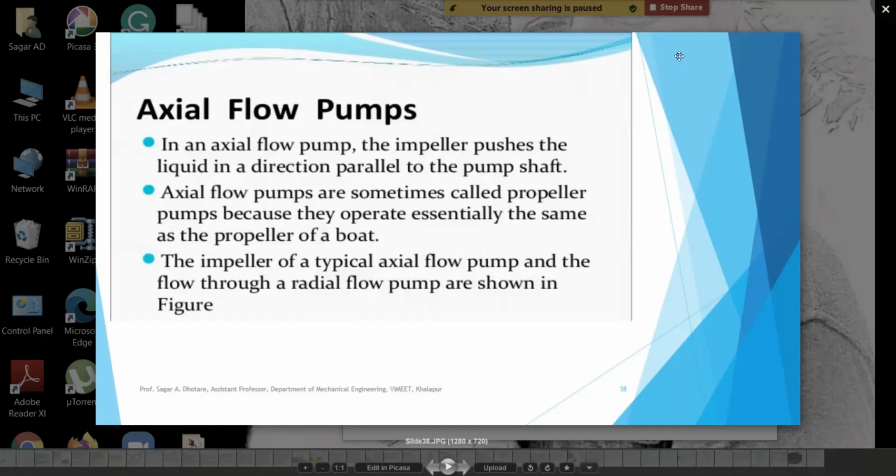Axial flow pump. In the axial flow pump, the impeller pushes the liquid in the direction parallel to the shaft. Axial flow pumps are sometimes called propeller pumps because they operate essentially the same as the propeller of a boat. The impeller of a typical axial flow pump and the flow through it look like this.